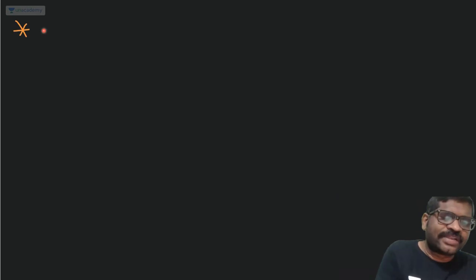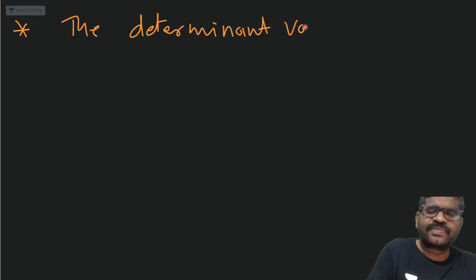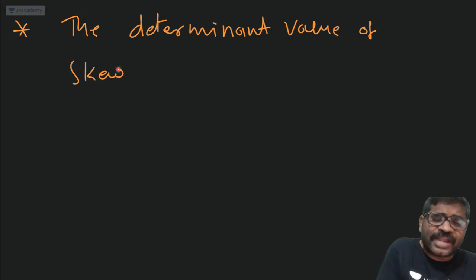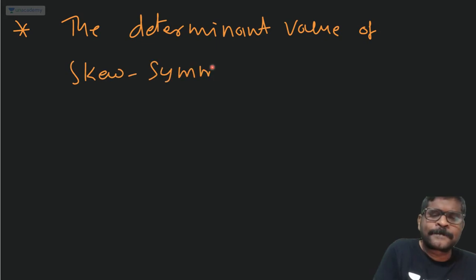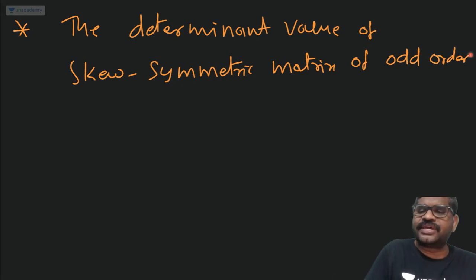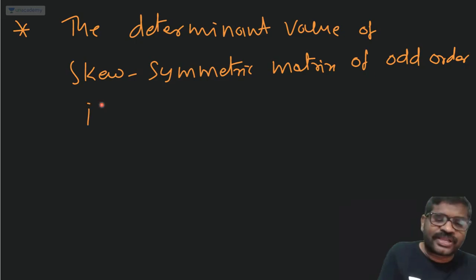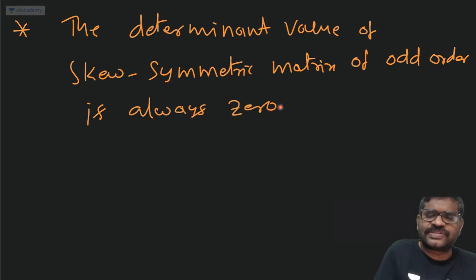The determinant value of a skew symmetric matrix of odd order is always 0.